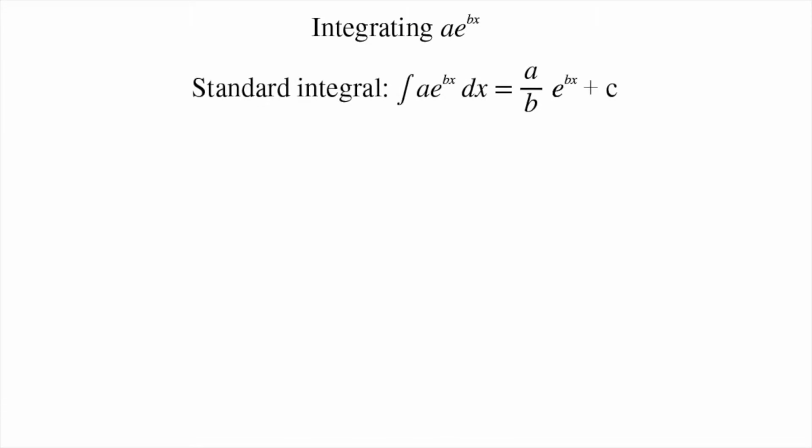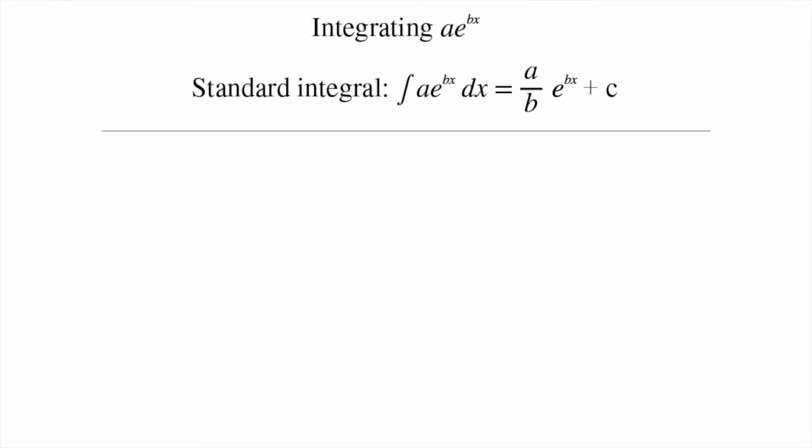For this video, we're going to need the following standard result. The integral of a times e to the power bx, where a and b are constants, is equal to a over b times e to the power bx plus a constant of integration, c. The best way to see why this identity works is to use integration by substitution.